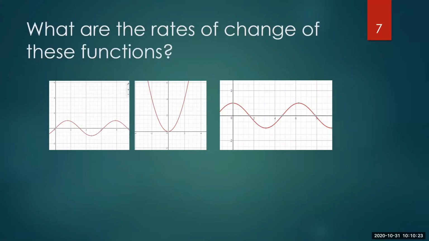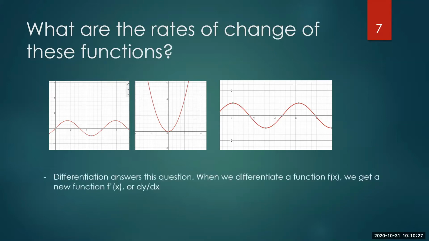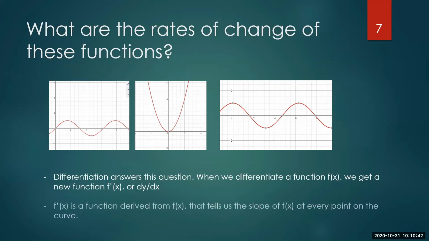But life starts getting a bit more complicated when we look at functions like these. So differentiation is the tool that we use to find the rate of changes of functions. When we differentiate a function, we get a new function called f dash of x, or dy dx. f dash of x is a function derived from f of x, and that function tells us the slope of f of x at every point on the curve.